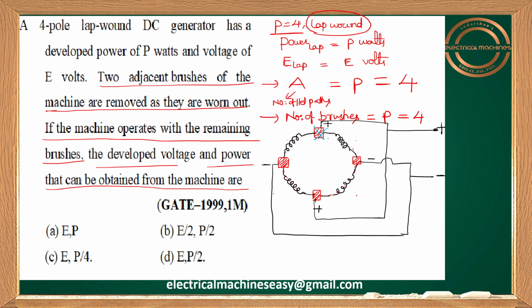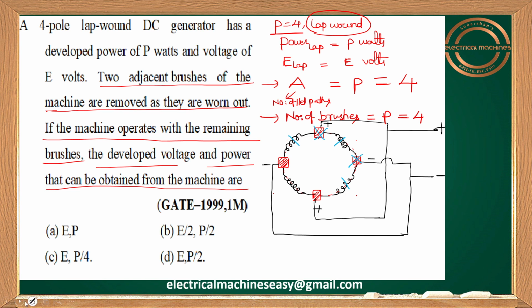First of all, if this is damaged, this becomes dummy and this becomes dummy, as I told you. If this is damaged, once again, this becomes already dummy and this becomes one more dummy. So ultimately only one parallel path is there in active mode, if two adjacent brushes are removed. That is something you should know. If you know the small logic, then you'll get the answer very easily.